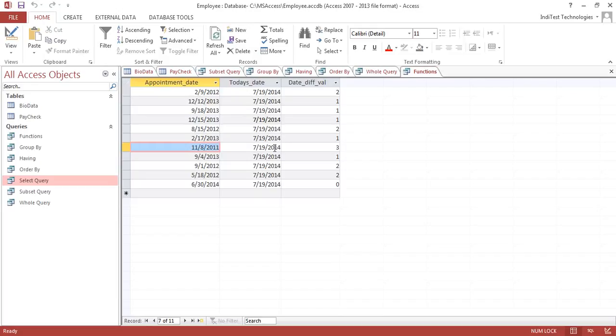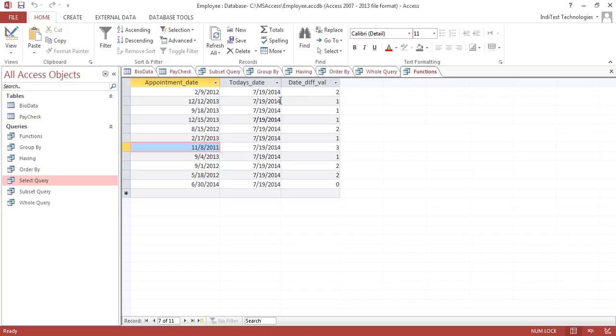But any questioning mind would think that this might be an incorrect answer, or maybe this is merely an approximation, because the person who got appointed on 9th of February 2012, how could he have simply spent 2 years since that date? Because 2 years from this date is 9th of February 2014, and today's date is 19th of July, so it could not be 2 years, it has to be more than 2 years.